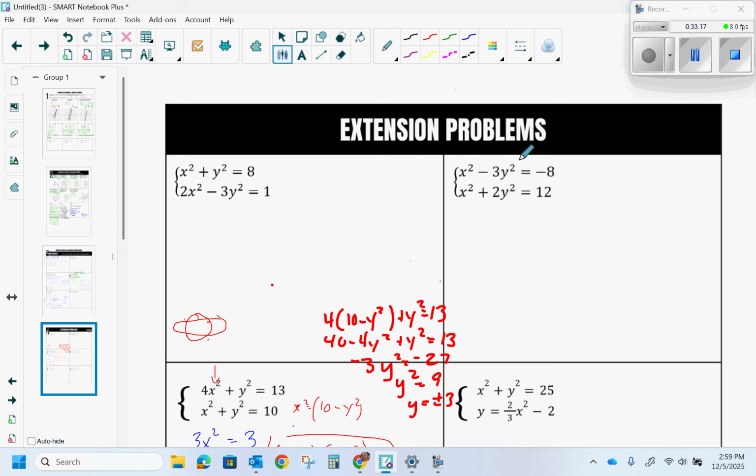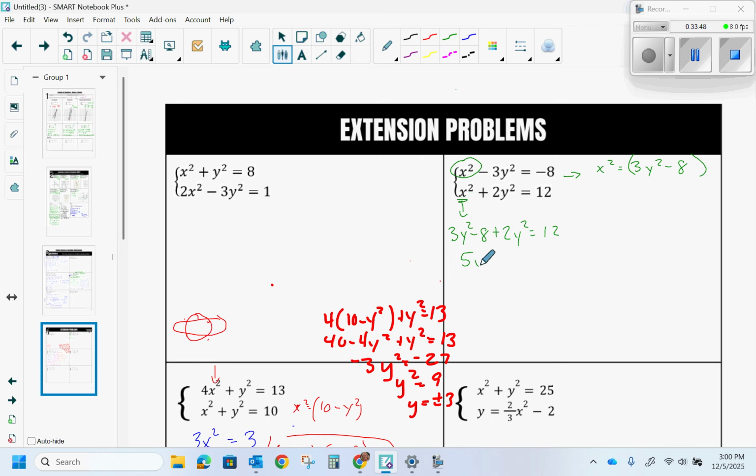Okay, let's try this. All right, so I have x squared minus 3y squared equals negative 8, and x squared plus this. I need to get one of these variables by itself. I'm just going to use this one. I'm going to say x squared equals 3y squared minus 8. I'm going to get this x squared by itself, and then I'm going to plug it in for this x squared. So for this x squared, I'm going to say 3y squared minus 8, and finish the rest of this equation.